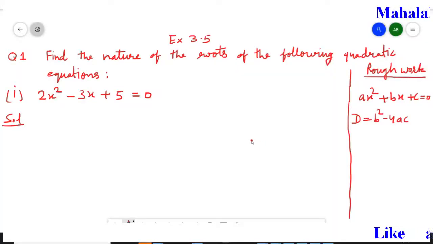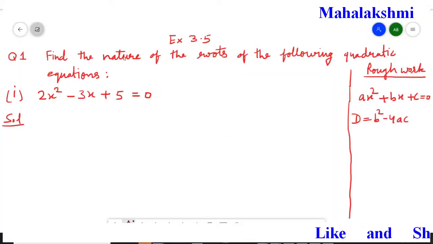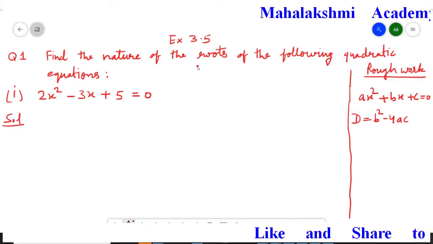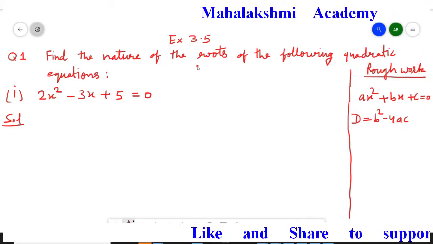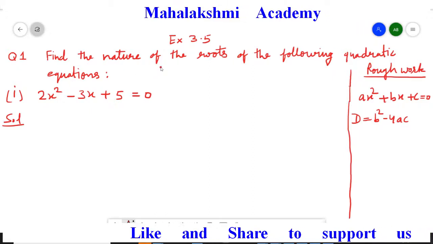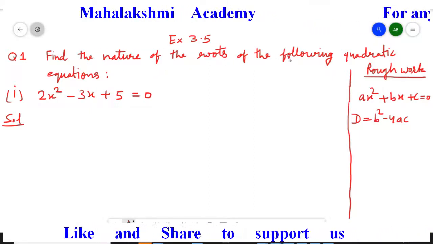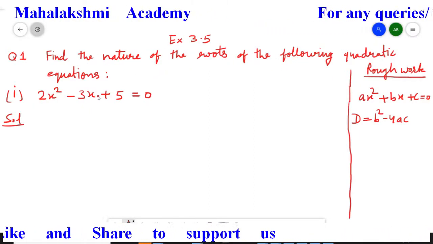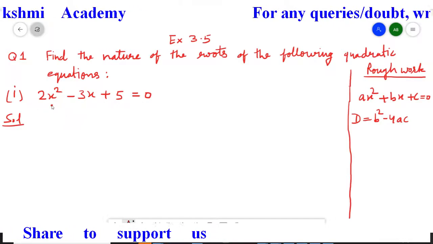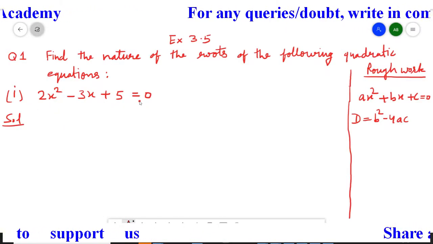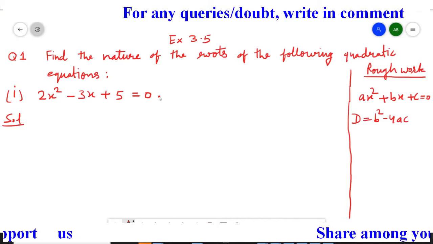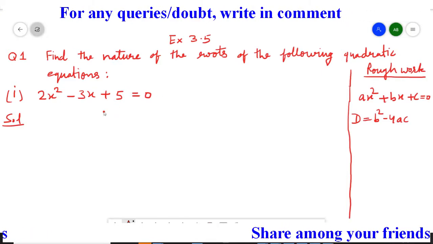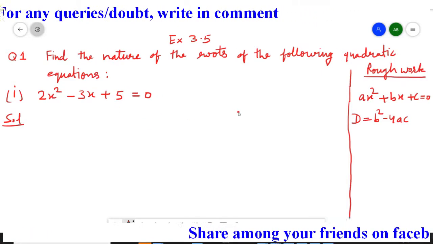Hello everyone, I am going to explain question number 1 from exercise 3.5, and this question belongs to 10th class maths. Find the nature of the roots of the following quadratic equations. So here a quadratic equation is given to us and we have to find out the nature of the roots of the given quadratic equation. So firstly I want to explain some formulas.